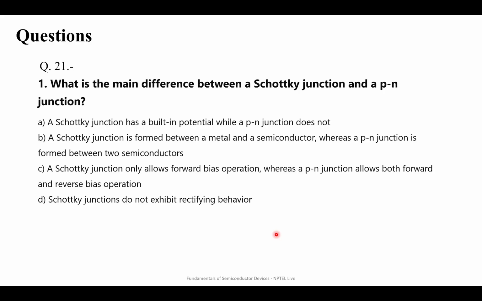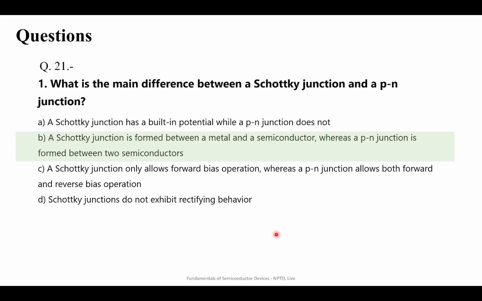So next question, what is the main difference between a Schottky junction and a PN junction? A Schottky junction has a built-in potential while a PN junction does not. A Schottky junction is formed between a metal and semiconductor while a PN junction is formed between two semiconductors. A Schottky junction only allows forward bias operation, whereas a PN junction allows both forward and reverse bias operation. Schottky junctions do not exhibit rectifying behavior. Yes, the answer to this would be B.